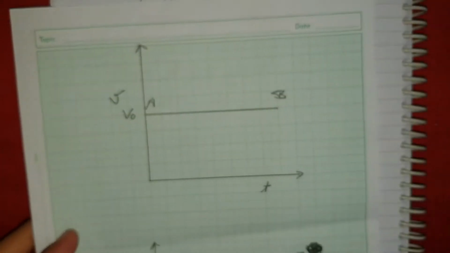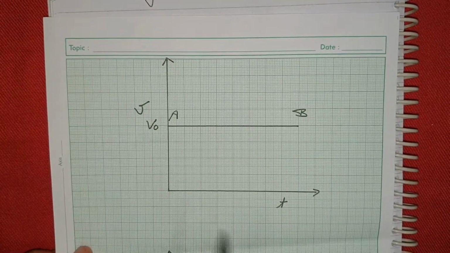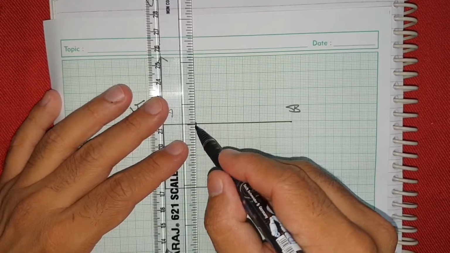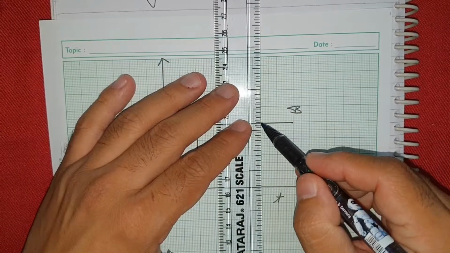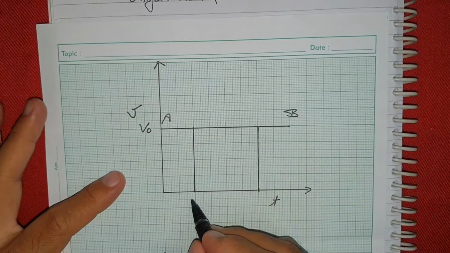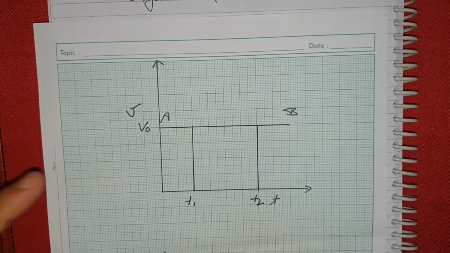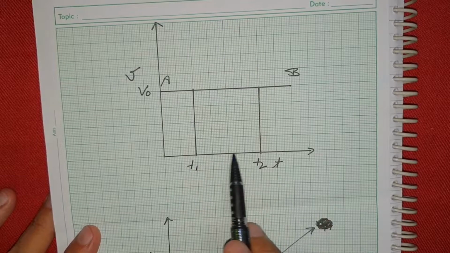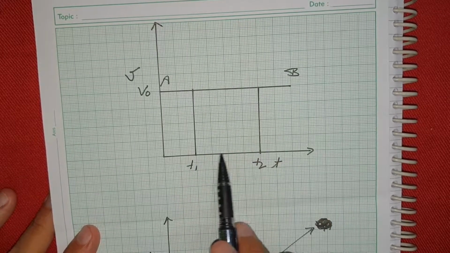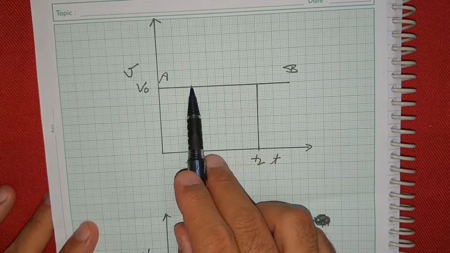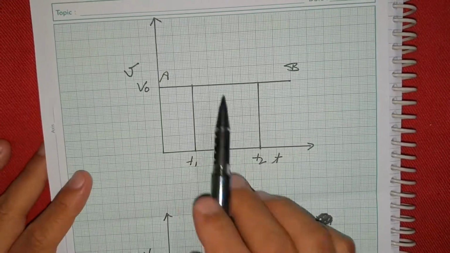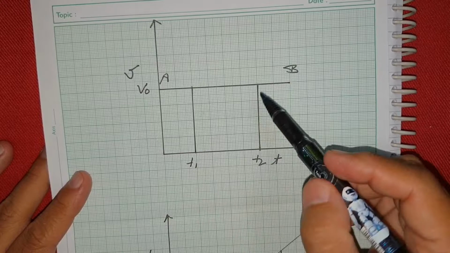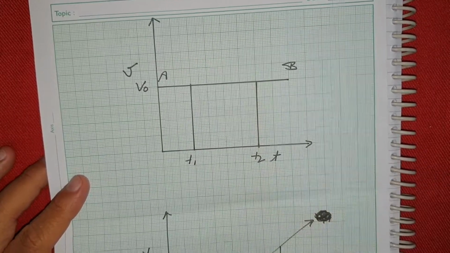Now suppose we have to find the displacement. Now from A to B, we have to find the displacement, let it be time t1 and this as t2. Now to find the displacement, we find the area under this graph. So this is a rectangle. You can take it as a square also. This is this side times this side: how much time interval and how much velocity.